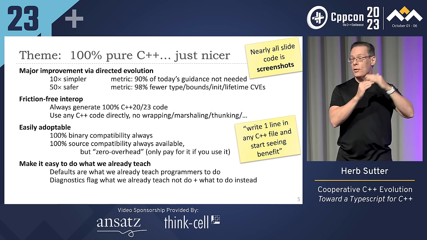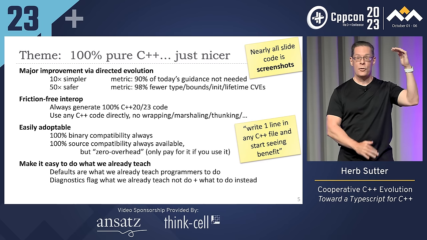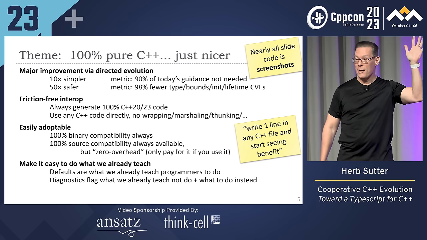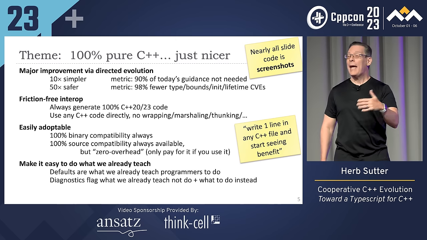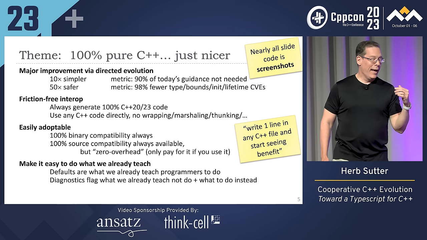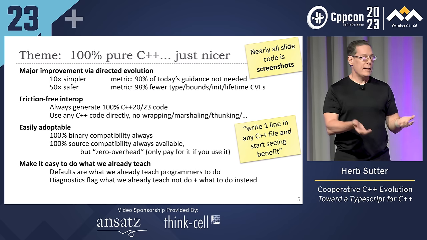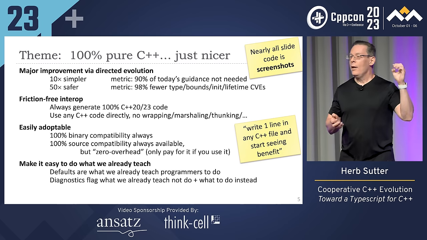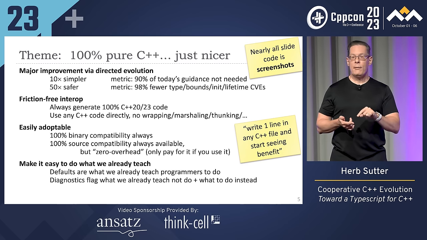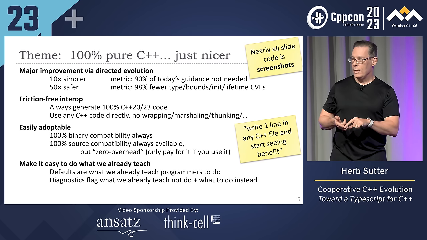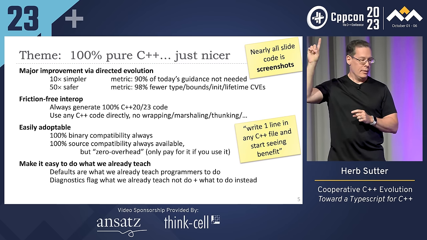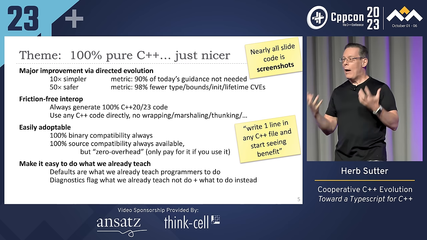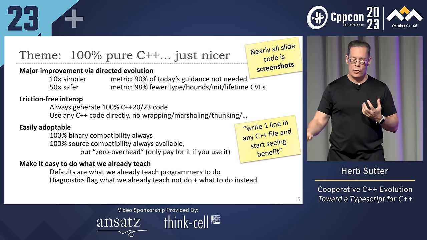And if you've seen my previous talks, I've tried to do the work to catalog hundreds of rules to prove to myself that yes, in this path, I don't need to teach 90% of that, including the stuff I wrote anymore, which would make me happy to obsolete my own books. And to make the language 50x safer, specifically with the metric, because goals without metrics are useless. The metric being 98% fewer reported vulnerabilities in the four big areas: type, memory, initialization, and lifetime safety. So we want bounds safety, type safety, initialization, and lifetime.